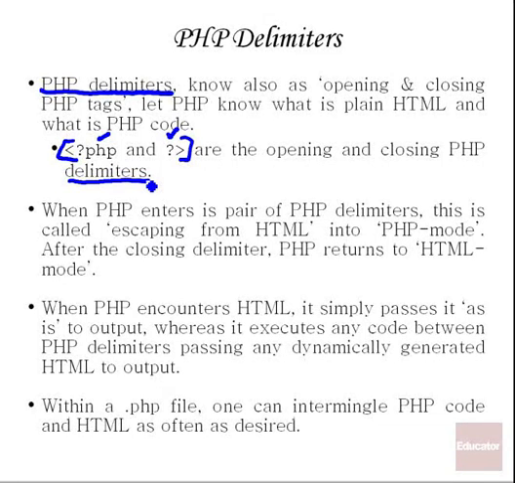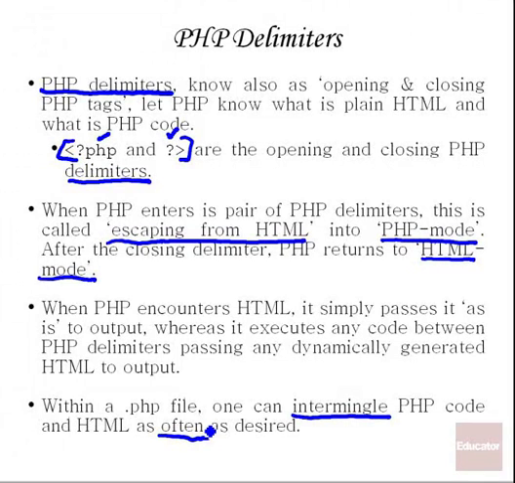Now, when entering PHP mode, or when the PHP interpreter encounters a PHP opening tag, that's called escaping from HTML, and you're entering into PHP mode. Once the closing delimiter is reached, the ending PHP tag, you're said to be returning to HTML mode. And within any single PHP file, you can intermingle PHP code and HTML as often as desired. So you can basically start off in HTML, process a little PHP code, go back to HTML, output something, go back into PHP code, do a little processing, and so forth as often as needed throughout your file.